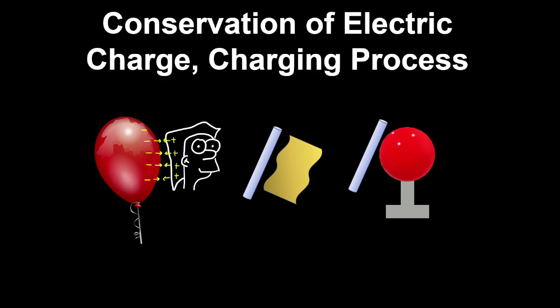So another example is if you wipe a glass rod with a silk cloth, the glass rod loses electrons to the silk cloth and gains a net positive charge.